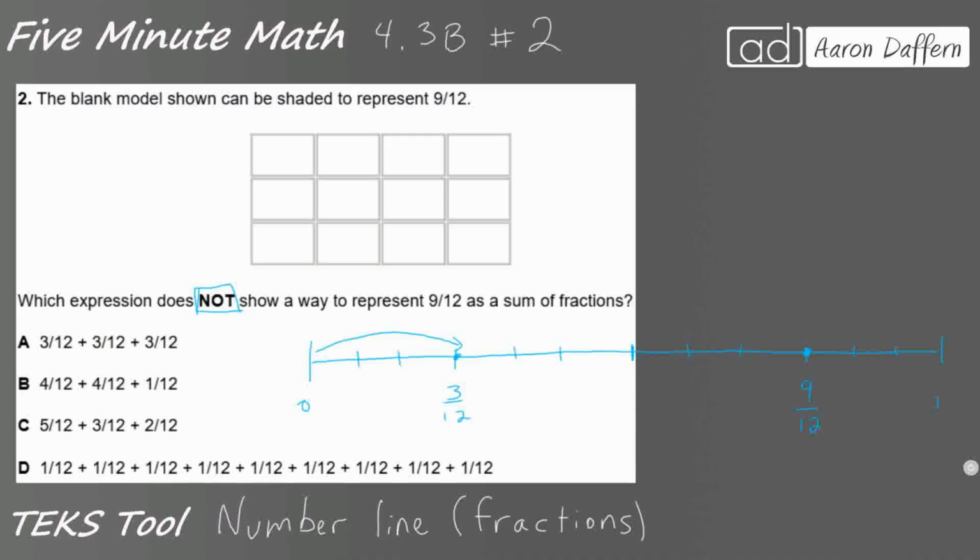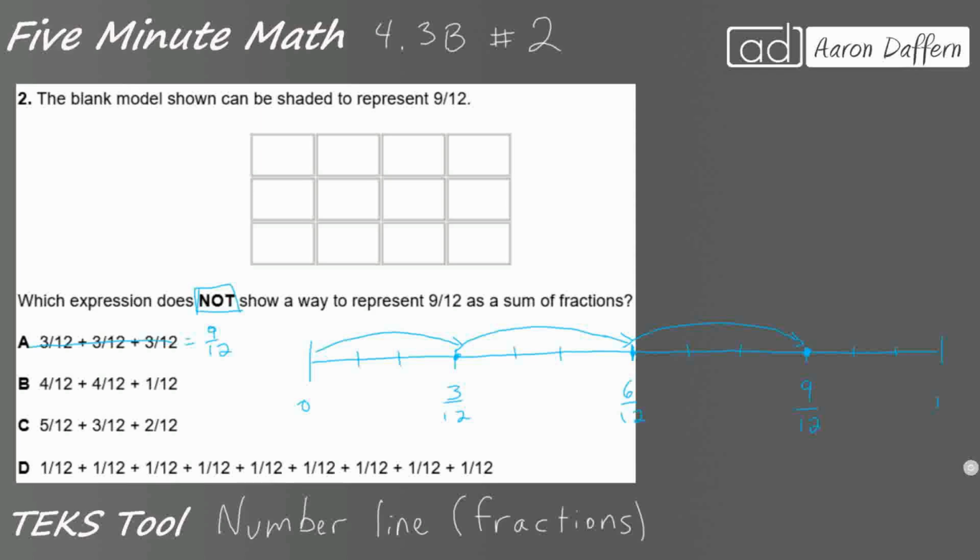So I've got a jump of 3/12. Then another 3/12 is going to get me to half, or 6/12, right there. And then another 3/12, 7, 8, 9. All right, so that's going to give me 9/12. So this equals 9/12, and it works. Therefore, we don't want it, because we want the one that does not show a way to represent 9/12.